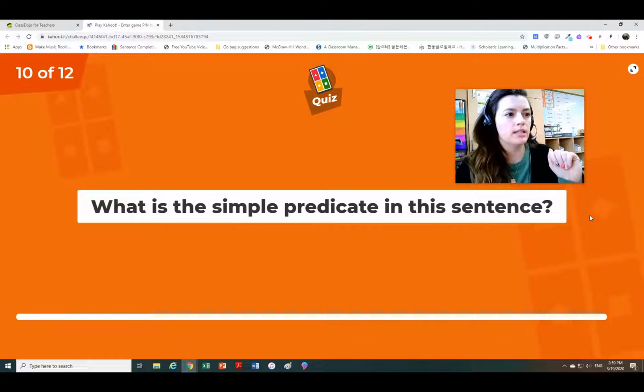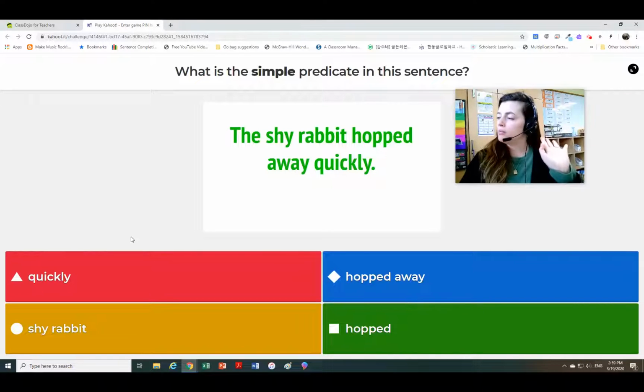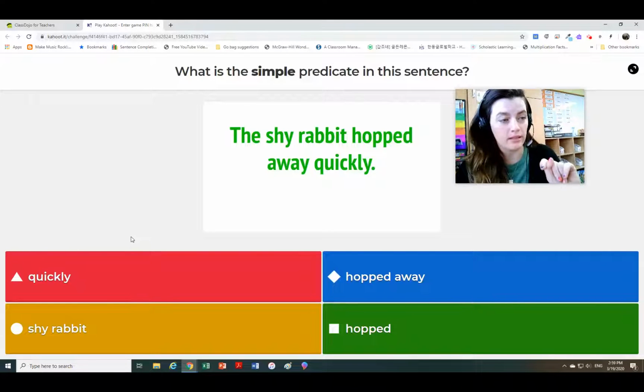Okay, what is the simple predicate? Now we're not talking about subjects, we're talking about predicates. So, what is the simplest predicate in this sentence? The shy rabbit hopped away quickly. If you remember our lesson from Tuesday, a predicate is the verb in the sentence. It's what the subject is doing. So, choose your answer, mark it on your paper now.